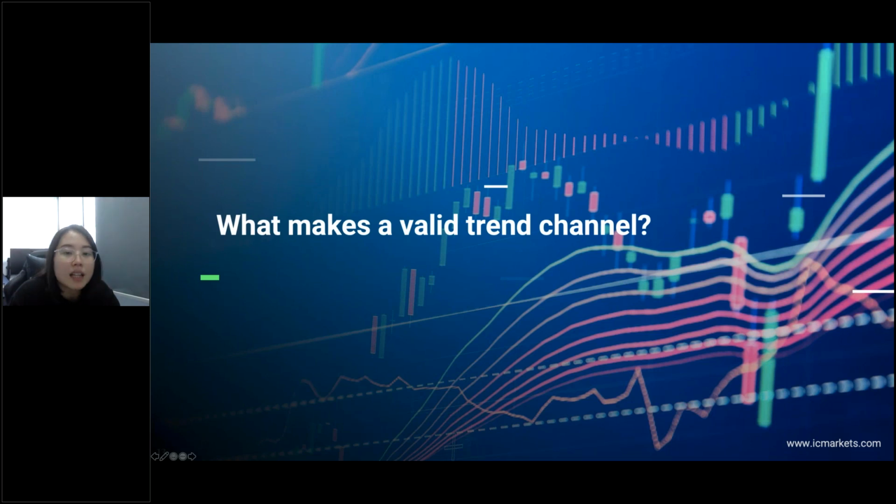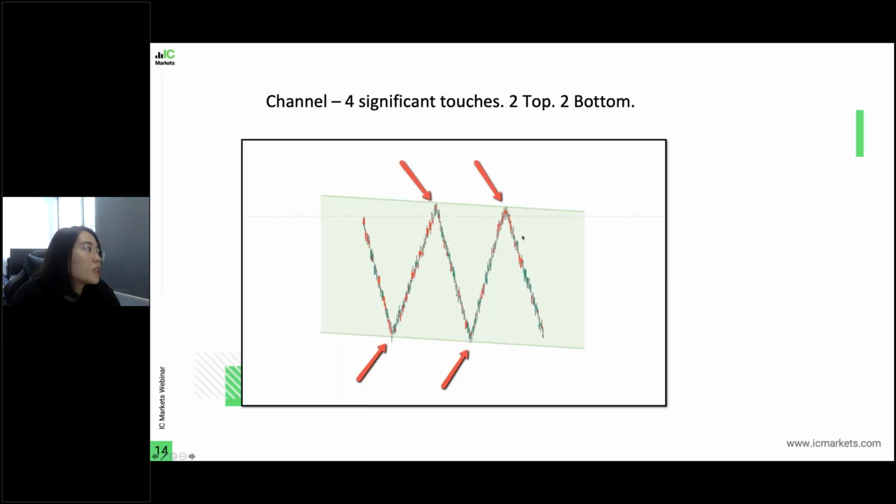Okay, what makes a valid channel? Four significant touches, two at the top and two at the bottom. You can't just find four significant touches, okay? It can't be all on one side. It has to be two on the support side and two on the resistance side for it to be valid.